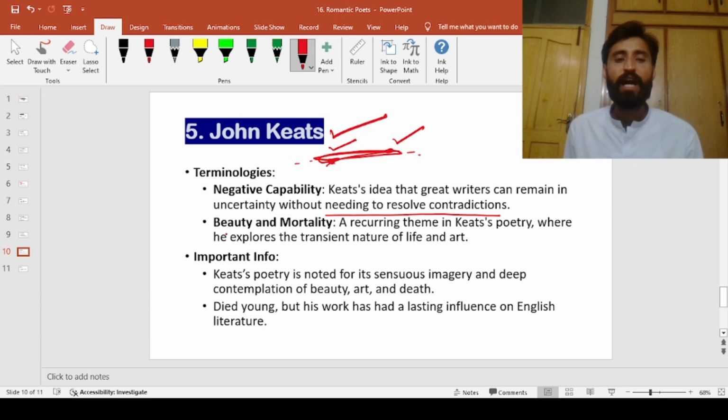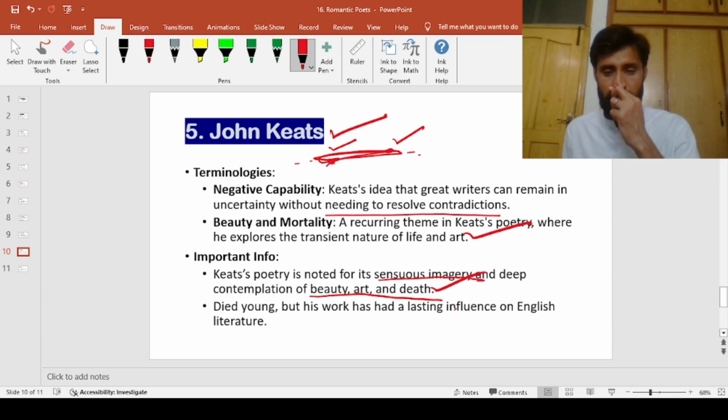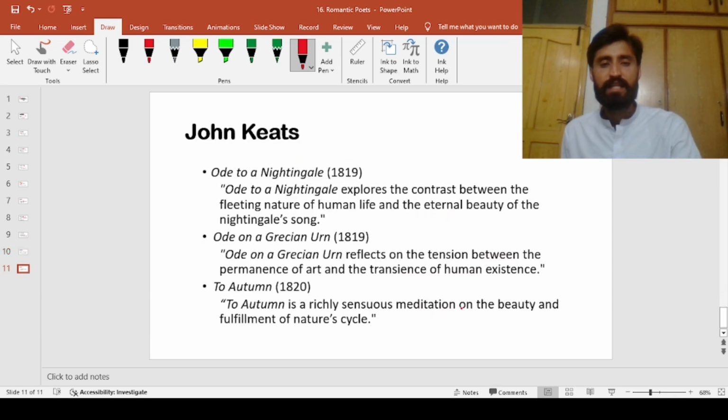Now, beauty and morality is a recurring theme in Keats' poetry, where he explored the transient nature of life and art, like the immortality of art and nature. Now, important information is sensuous imagery and deep contemplation of beauty, art, and death. He died young, but his work has a lasting influence on English literature.